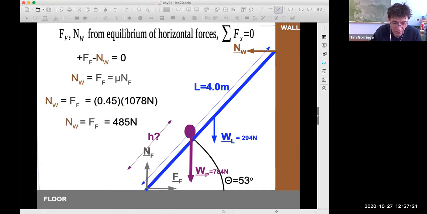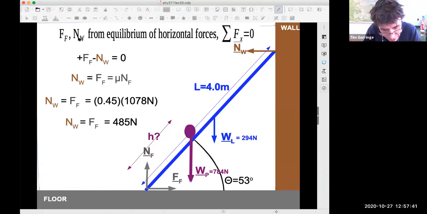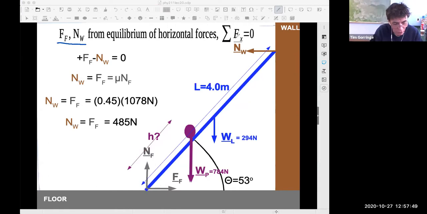Okay, next slide. On this slide, I'm going to apply equilibrium in the horizontal direction. With this, I can figure out the two remaining unknown forces, which are the wall's normal force and the frictional force from the floor. So this slide, I'm going to solve for the frictional force of the floor and the normal force of the wall by the equilibrium of the forces in the horizontal direction.